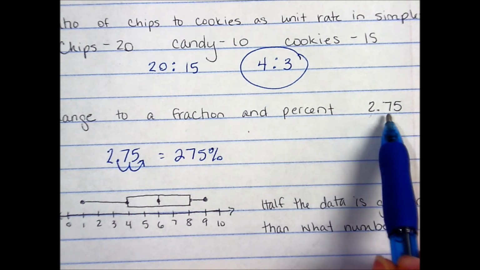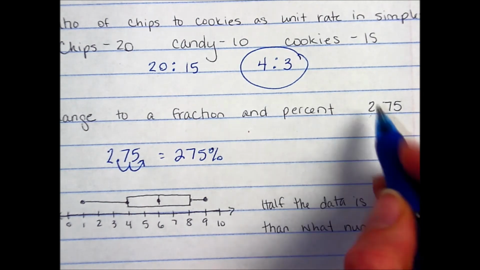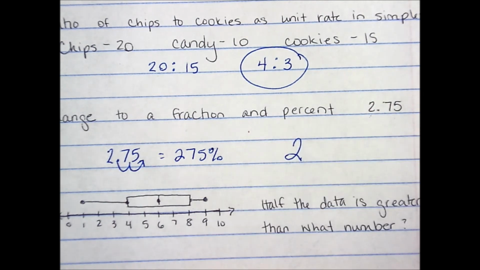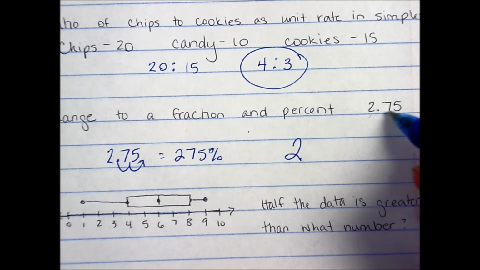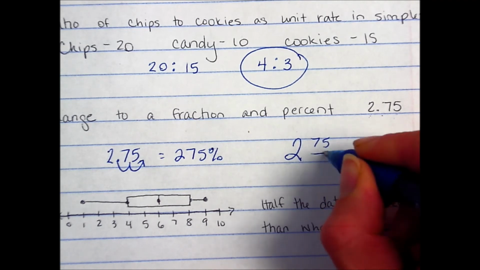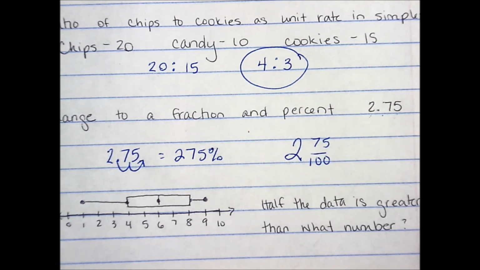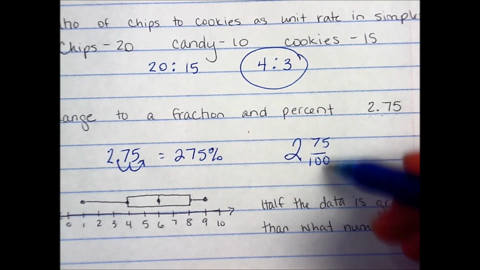And now if I want to make this into a fraction, this is actually a mixed number because this is your whole number and this is your decimal. So the whole number is 2. And the decimal part is 75, and that's the hundredths place. 75 hundredths.